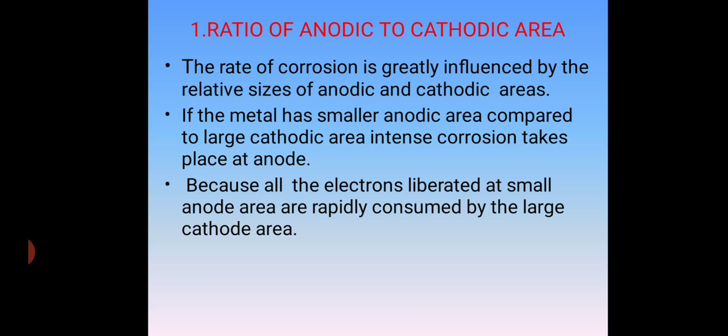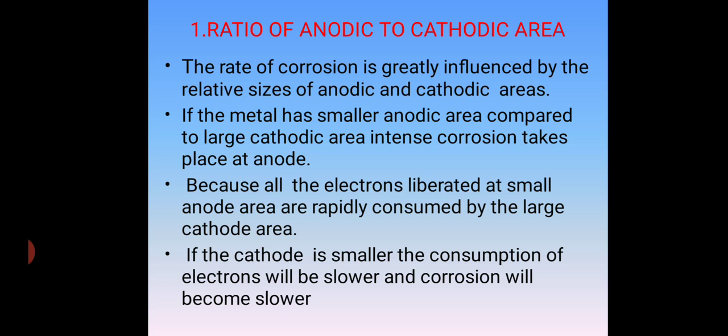That means when the anodic area is very small and the liberation of electrons will be little, then what happens? Because the cathodic area will be large, large number of species will try to undergo reduction. So demand of electrons becomes more. So in that manner, more and more corrosion takes place. On the other hand, if the cathode is smaller, consumption of electrons will be slower.